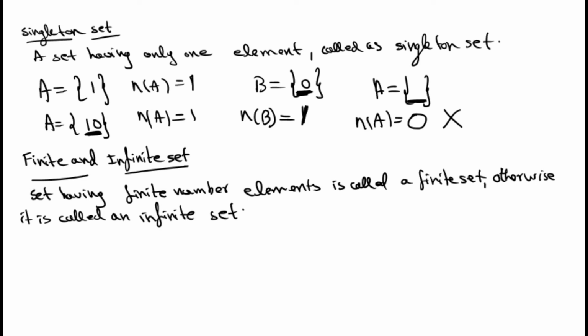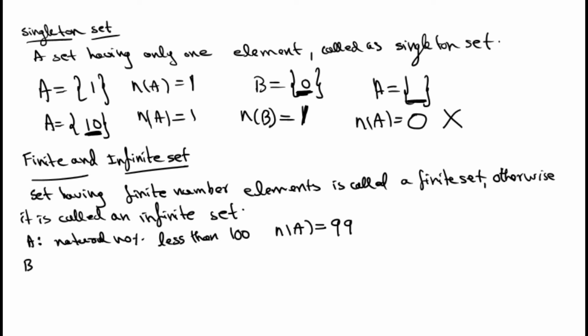Finite means countable number. If your set has a finite number of elements, we call it a finite set. Otherwise, that means if your set has no finite number of elements, then we call it an infinite set. For example, let set A be such that natural numbers less than 100. What is n of A? n of A is equal to 99, right? Natural numbers start from 1, and less than 100 is given, so up to 99.